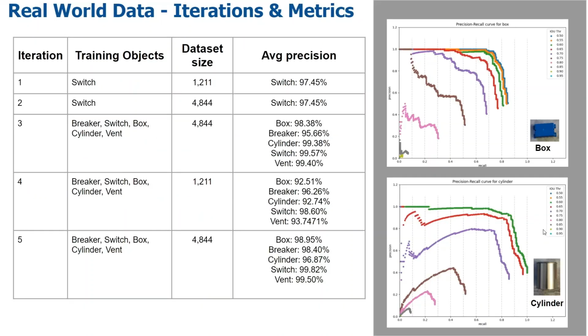For the real-world dataset approach, we went through 5 iterations. In each iteration, we experimented with different dataset configurations and processing steps. In iteration 1, we focused on detecting the switch item with a dataset size of roughly 1,200 images. The average precision we saw for detecting the switch on the training dataset was around 97%.